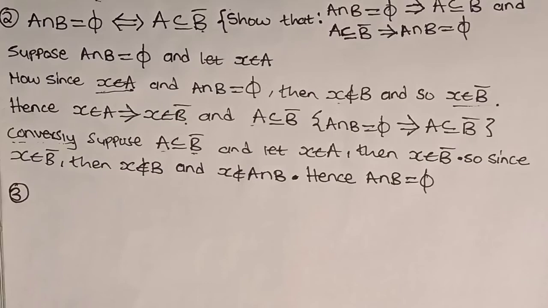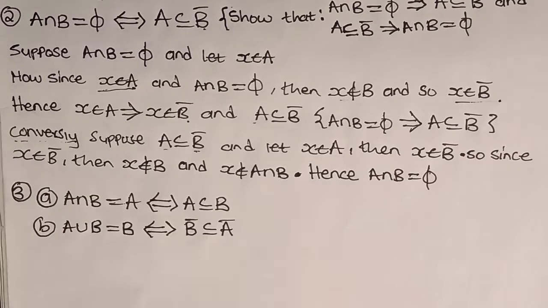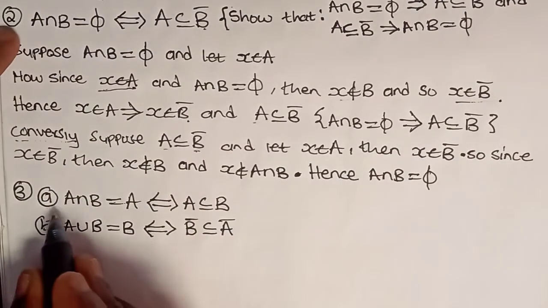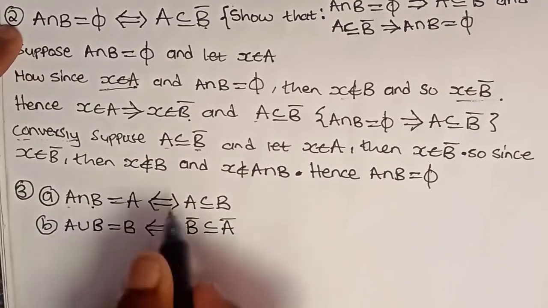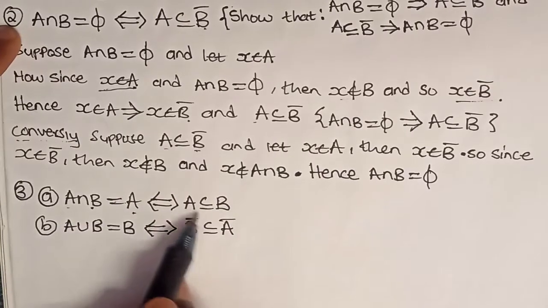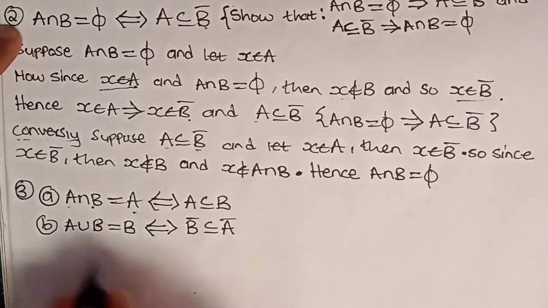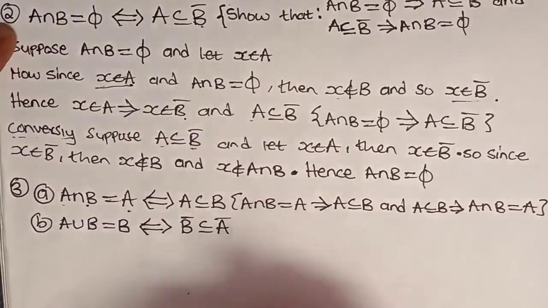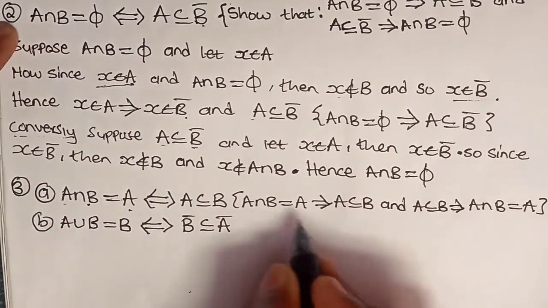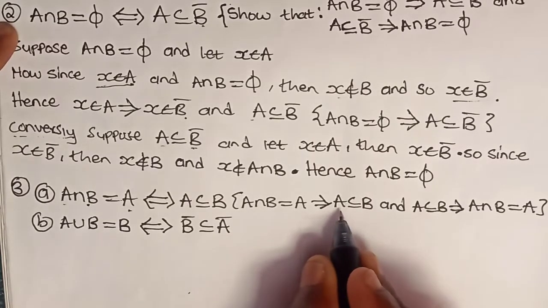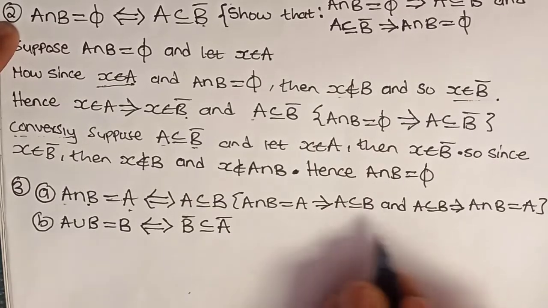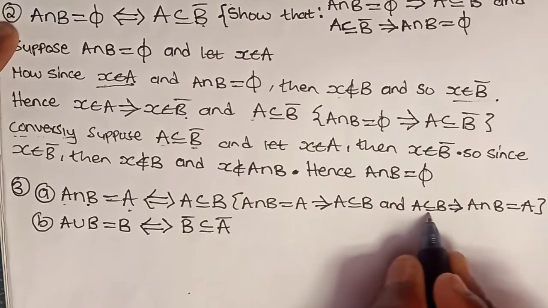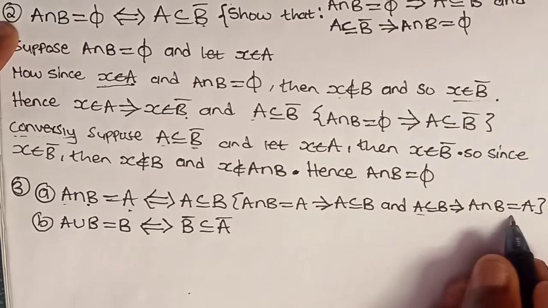Moving to the third one. A intersect B is the same as A if and only if A is a subset of B. Meaning, if A intersect B is A, then A is a subset of B. And also, if A is a subset of B, A intersect B is A.